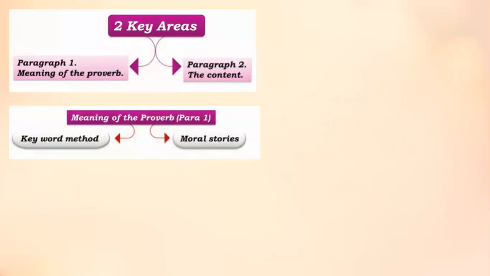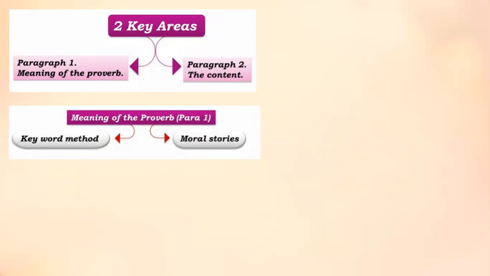Now let us see the two key areas that we most of the time find difficult when it comes to expansion of ideas. That is your first paragraph and second paragraph. In the first paragraph, first you have to convey the meaning of the proverb, and in the second paragraph you have to develop the content of the proverb. So here in the first paragraph, understanding the meaning of the proverb is the first challenge that we face. And in the second paragraph, we have to develop the content or material for the second paragraph. So how do we do this?